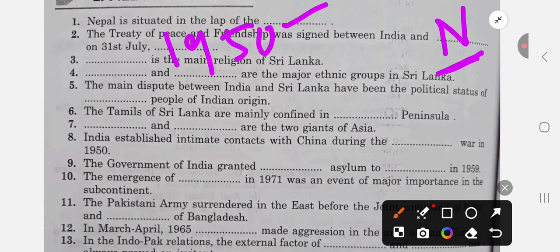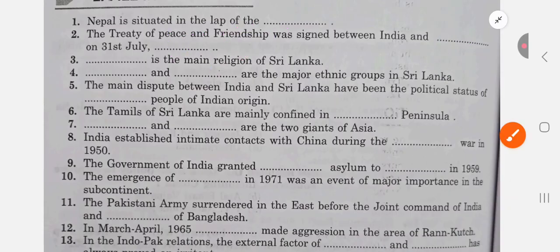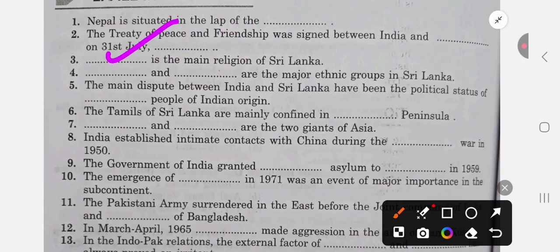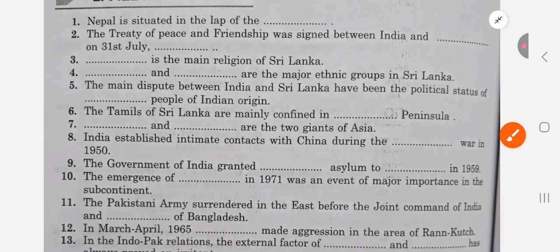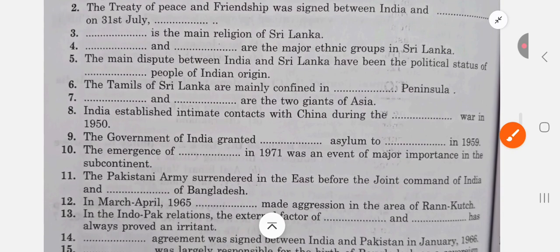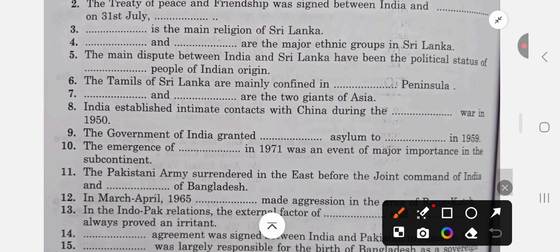Third question is, dash is the main religion of Sri Lanka. Buddhism is the main religion of Sri Lanka. Here Buddhism would come. Then we have dash and dash are major ethnic groups in Sri Lanka. The big ethnic group is Sinhalese, and then the second one is Tamils. So it was due to these two groups that the problem of LTTE and other problems were there. Tamils basically have ethnic origin in India.